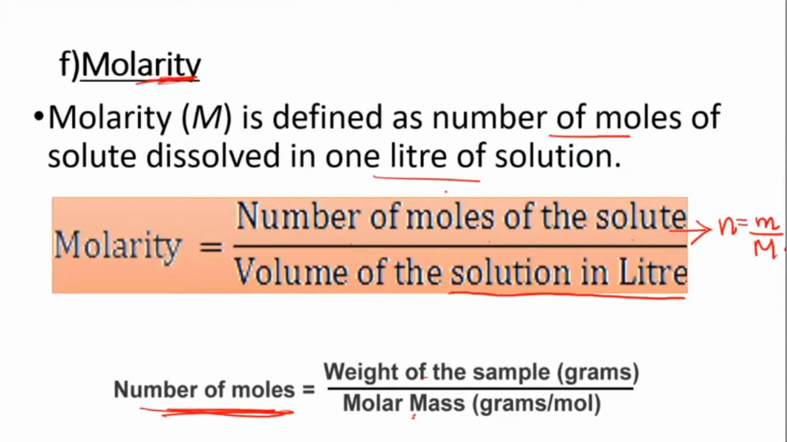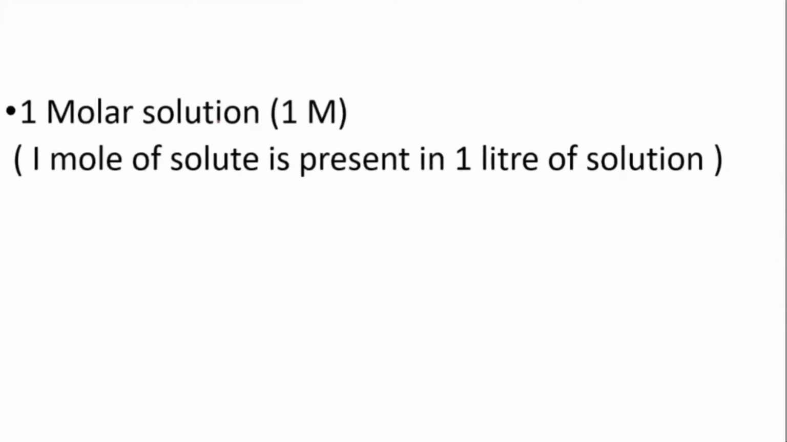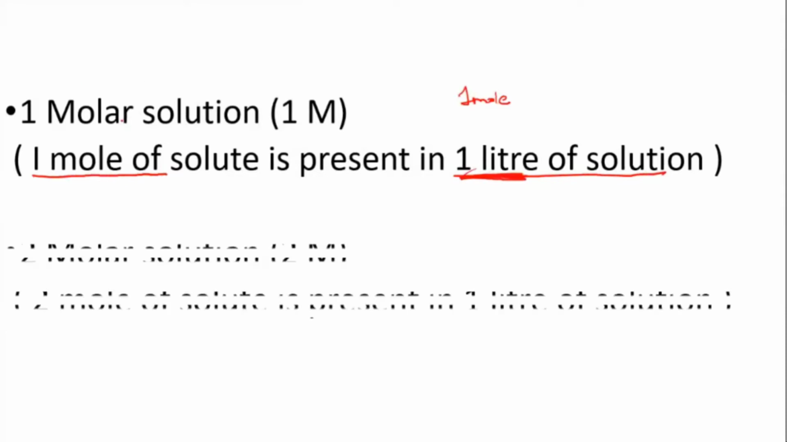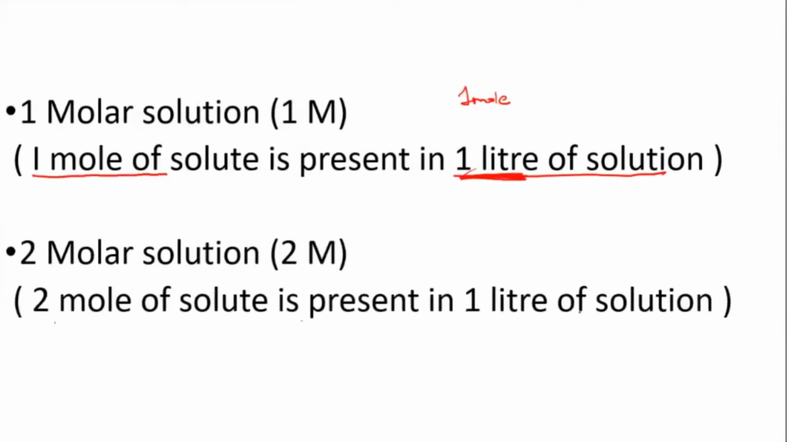Okay, next you can write down what do you mean by 1 molar. I told you 1 molar means if 1 mole of the solute is present in 1 liter of the solution, means you have taken 1 mole and then you have dissolved it in 1 liter of the solution. Then that solution will be called 1 molar. And 2 molar means if 2 moles of solute are dissolved in 1 liter, make a note, it is 1 liter. If you take 2 moles and dissolve in 1 liter of the solution, then that will be 2 molar.